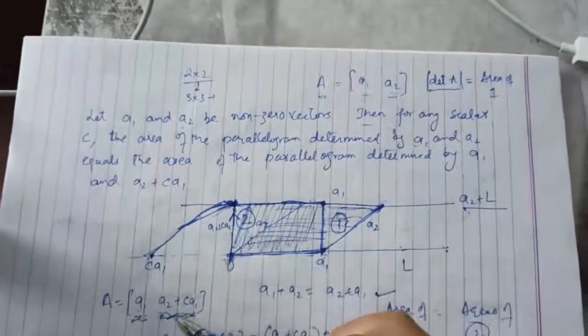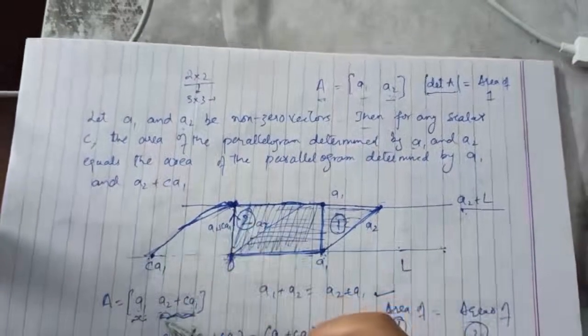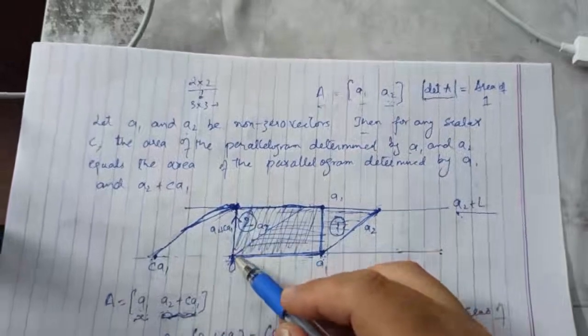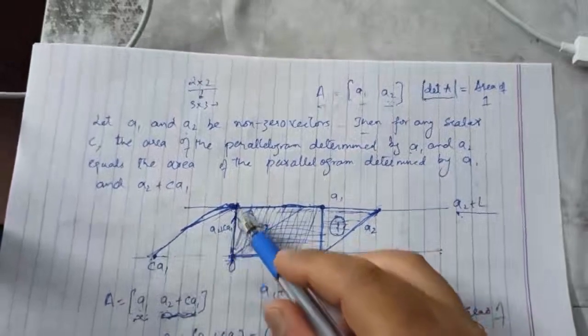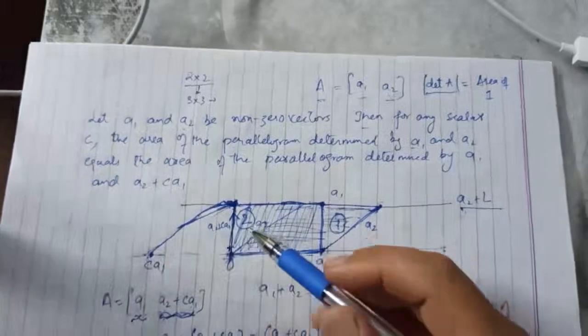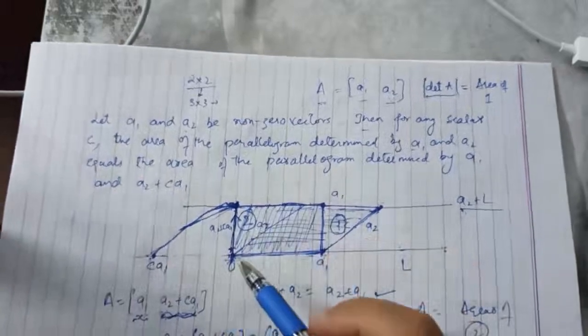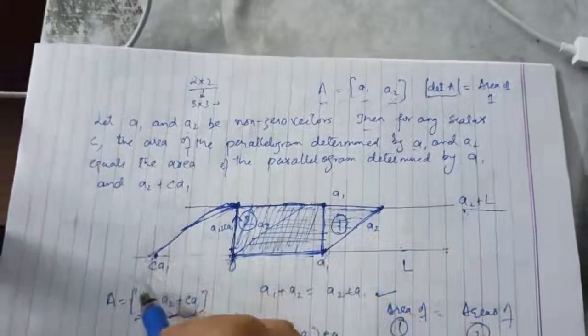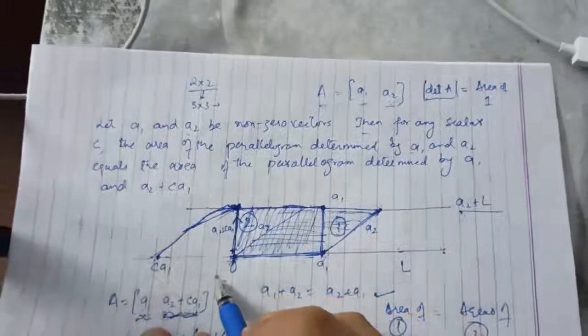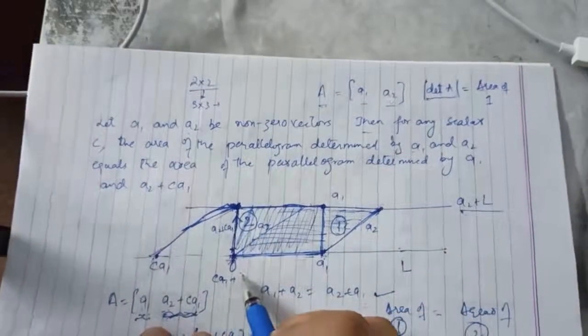So what we have to draw is a resultant vector of this, a2 plus c times a1, which will be nothing but equal to this vector over here. Okay, now similarly we can carry out another vector addition. The order of vector addition can change. We can say c times a1 plus a2, right?